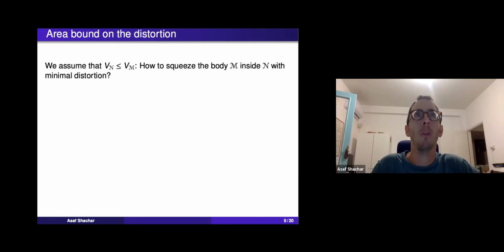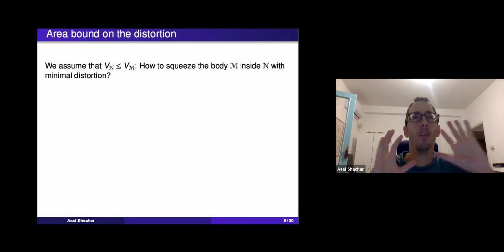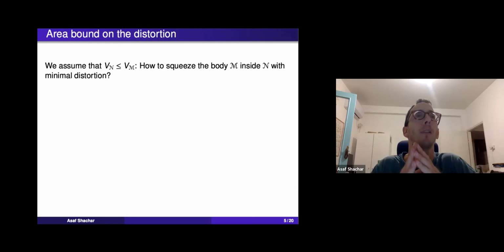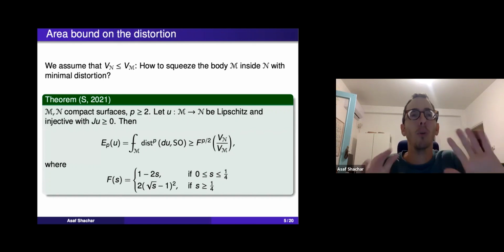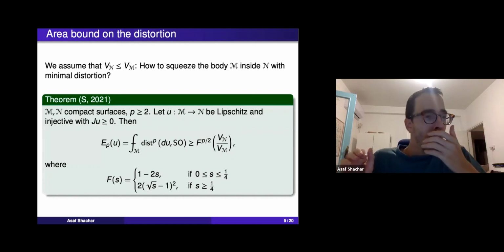And in this talk today, I want to focus on a very specific sub-problem, which considers what happens when we squeeze. So now we want to embed our body M in a target space N, which has smaller volume. We force the body to squeeze in some sense, and we ask how to squeeze this body inside the target space with minimal distortion. To get more specific, we'll focus only on 2 dimensions here.